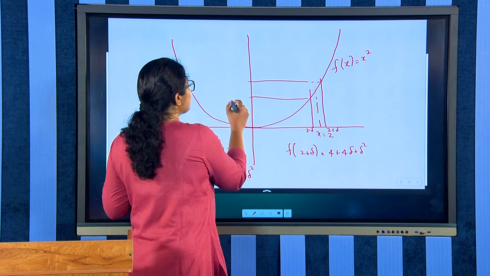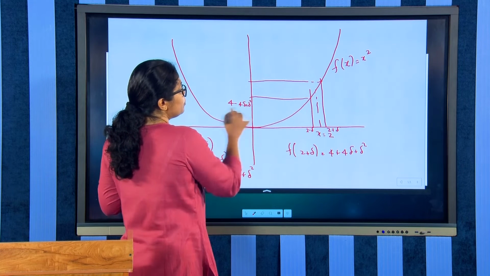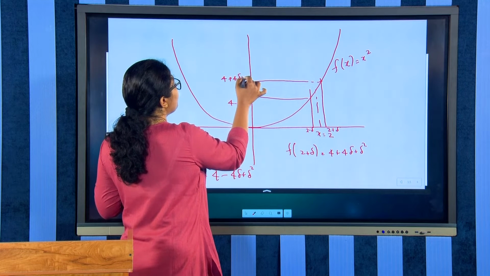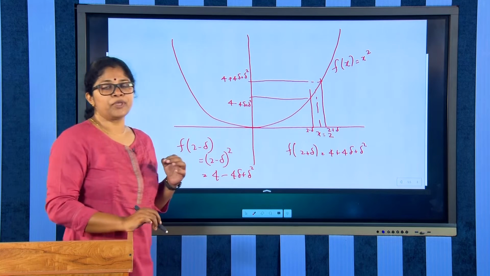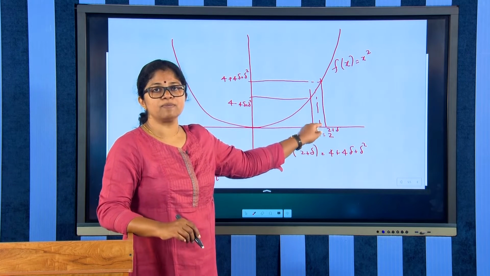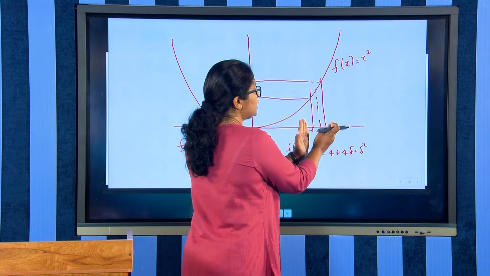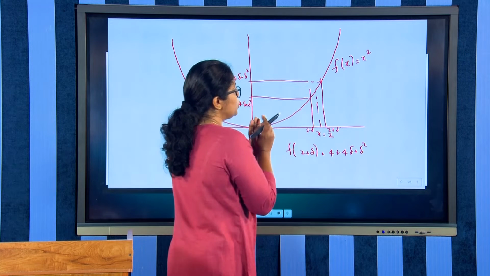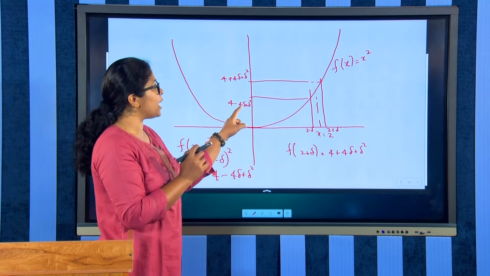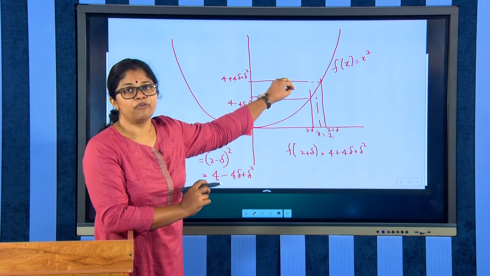So, 4 minus 4 delta plus delta square is on this side, and we have 4 plus 4 delta plus delta square as this value. So, as delta approaches 0, x becomes equal to 2. So, when delta becomes 0, this interval becomes very close to 2, or it becomes exactly equal to the number 2, and here when you put delta equal to 0, these two image values become close to 4.